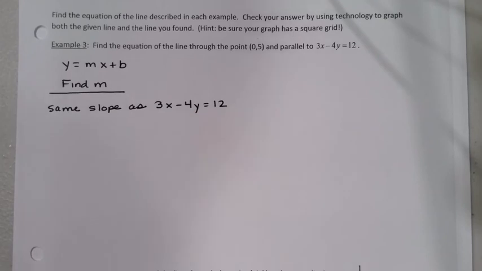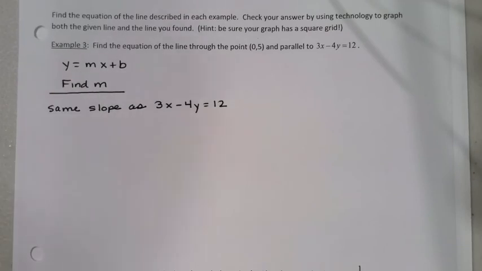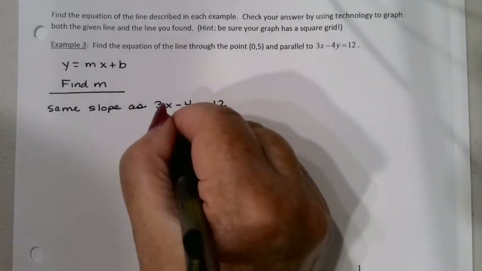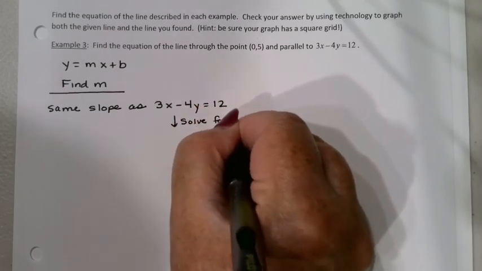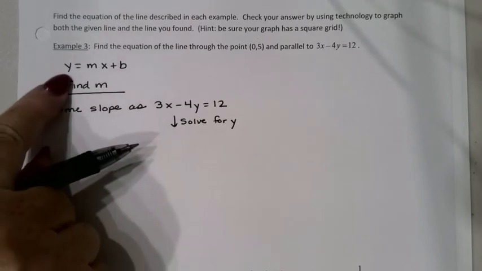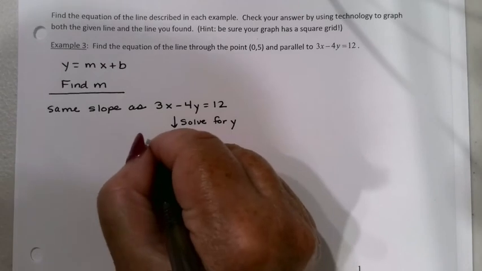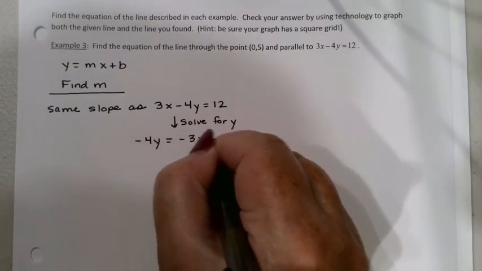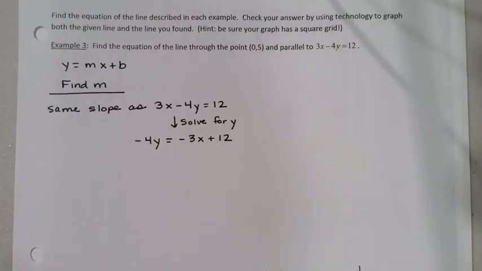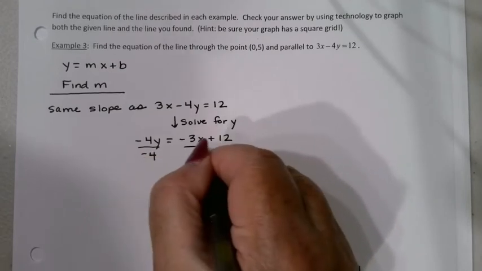But what's the slope of that line? Well, that'd be a lot easier question to answer if I had it in that form, right? So let me go ahead and solve for y. I want to get y by itself. I'm going to start by subtracting the 3x. I have -4y = -3x + 12. Then I'm going to have to divide by -4 on both sides.